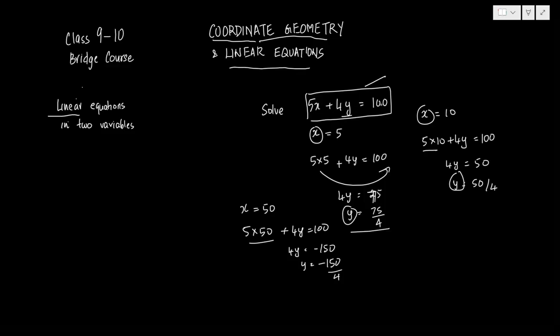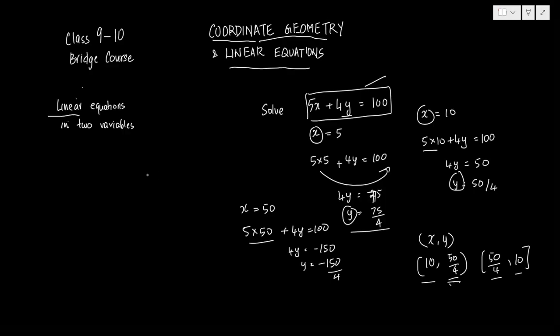The solution for a linear equation in two variables is usually written in the form of x comma y. For example, if x is 10 here and y was 50 by 4, I don't have time to simplify it right now. So this is what is called an ordered pair. The first value is x, the second value is y. I cannot turn it around. And this is how we solve linear equations of two variables.